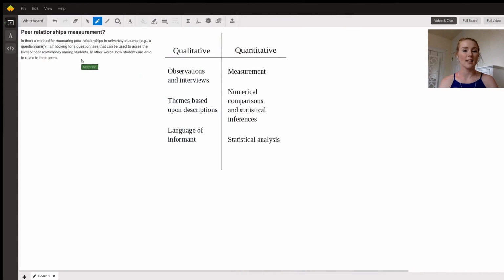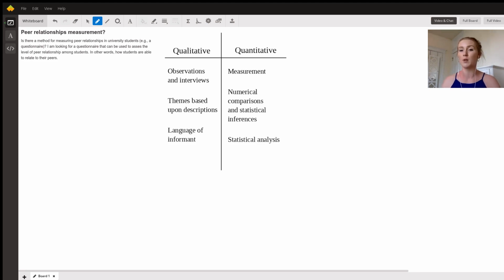Your question is whether there's a method for measuring peer relationships in university students, and it looks like you're specifically asking about a questionnaire that can be used to assess the level of peer relationships, so, how students are able to relate to their peers. The answer to this question really depends on whether you're doing a qualitative or a quantitative research study.